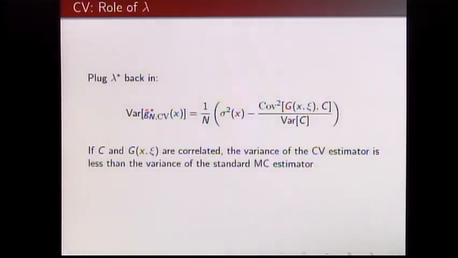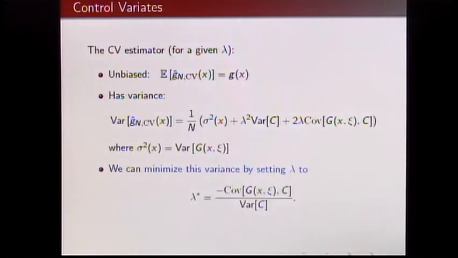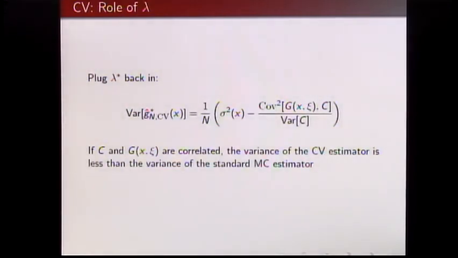Before we do that, let's plug this back in here. Here's what I get with the optimal lambda star. So this is, again, Monte Carlo variance minus positive terms, so I'm guaranteed to reduce variance. Covariance squared is positive. If there's some kind of correlation between them, I reduce my variability. It's as simple as that.